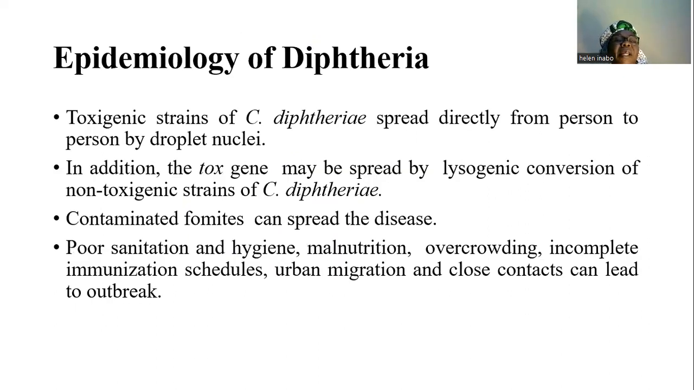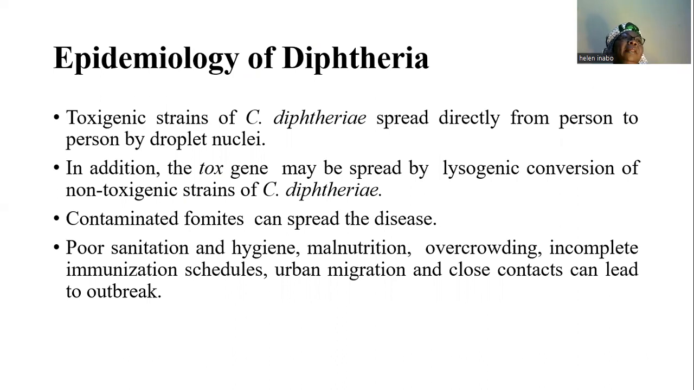Epidemiology of Diphtheria. Toxigenic strains of Corynebacterium diphtheriae spread directly from person to person because of droplet nuclei. However, the tox gene may be spread by lysogenic conversion of non-toxigenic strains of Corynebacterium diphtheriae. Contaminated fomites, that is, inanimate objects, can spread the disease.